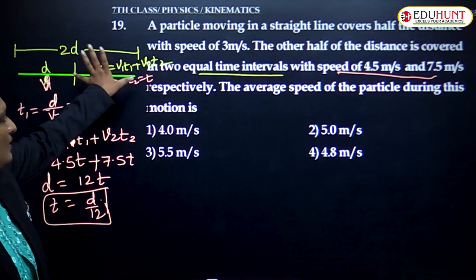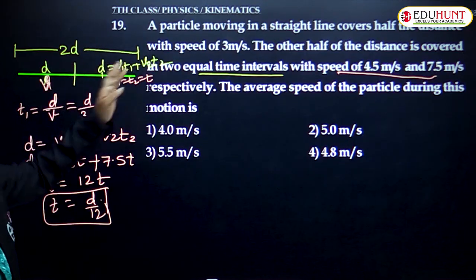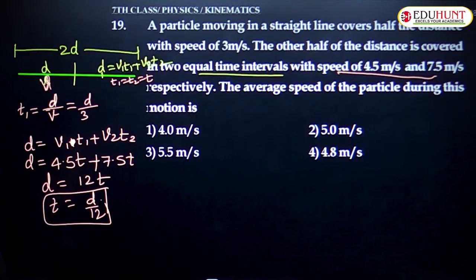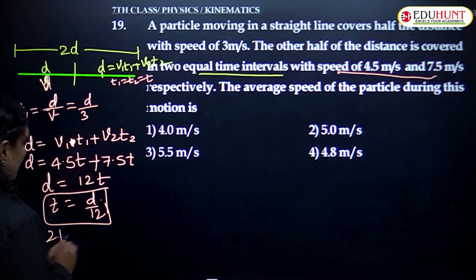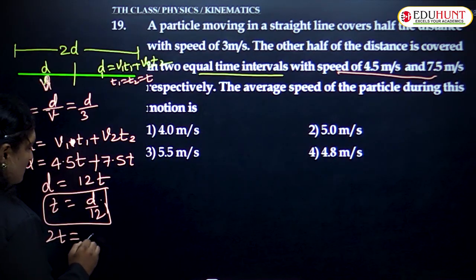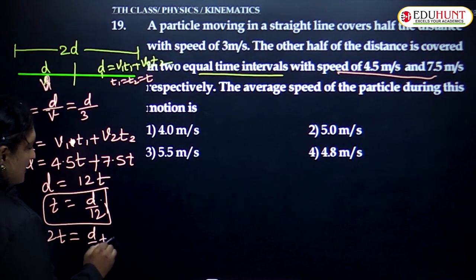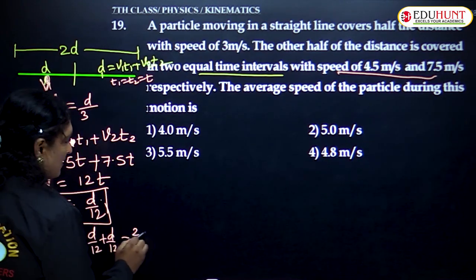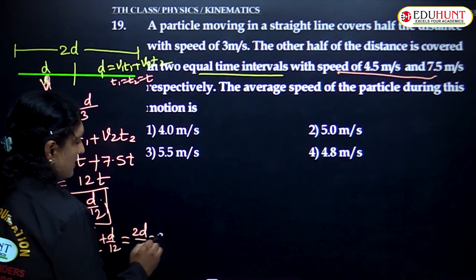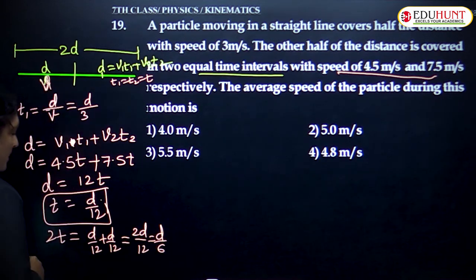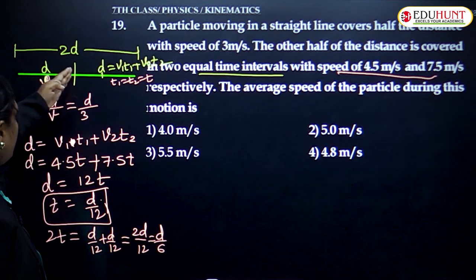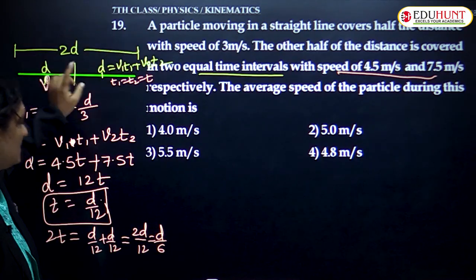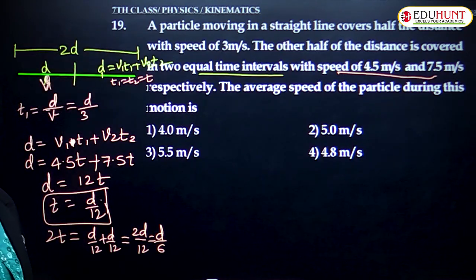So, here it goes in equal intervals of time. From here to here, it travels with 2 equal intervals of time. Each time is d by 12. Then 2t will be equal to d by 12 plus d by 12. How much is that, children? 2d by 12. 2d by 12 is nothing but d by 6. So from here to here, the time taken was d by 3. From here to here, the time taken was d by 6.